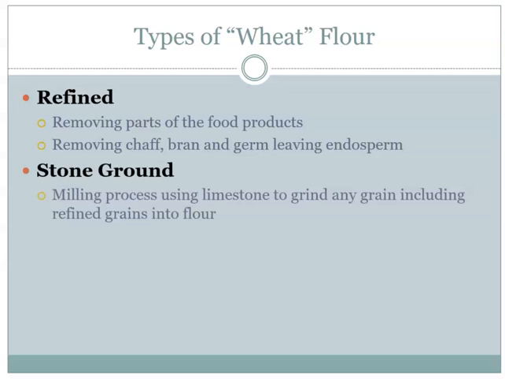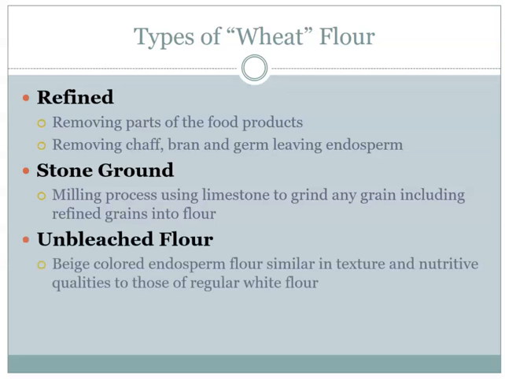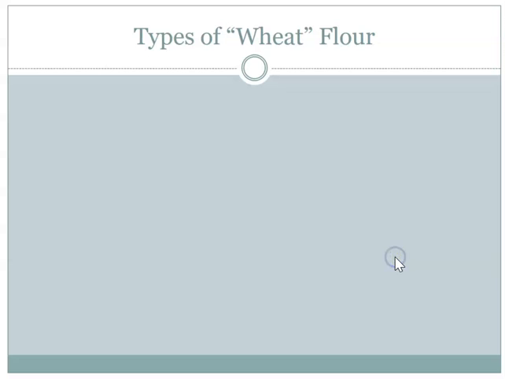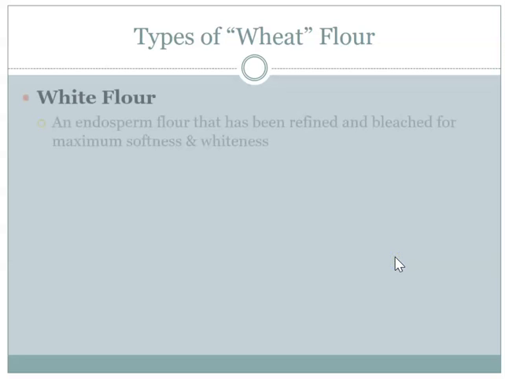Stone ground. If you see something that's stone ground, this is simply the process by which it was ground. So you still need to look for the words whole grain, but just know that that's how they happen to grind up the grain that they're using. Unbleached flour. This is that middle part, the endosperm, but the endosperm hasn't been bleached, and so it's by nature kind of a beigeish color, and it would have the same kind of non-nutritious qualities as something that's refined.